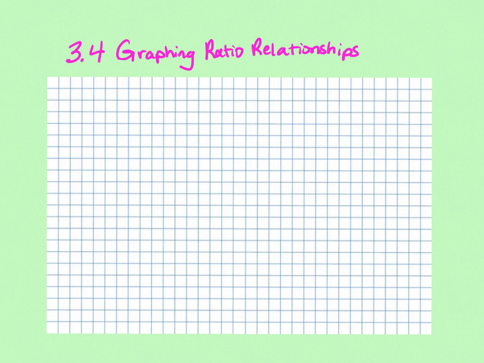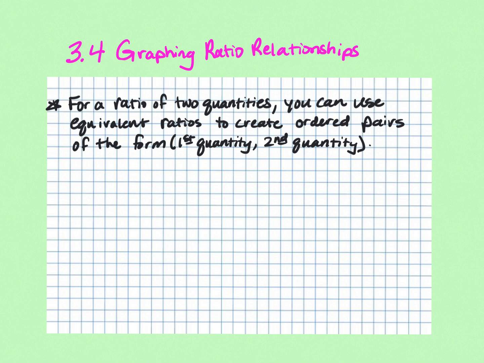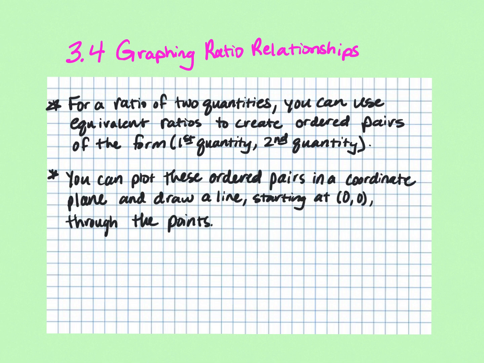So we're going to start off with a few notes. I've got the grid paper on there, the graph paper, so that it's ready to go. To start off, what you need to understand is that for a ratio of two quantities, you can use equivalent ratios to create ordered pairs of the form first quantity, second quantity. You can plot these ordered pairs in a coordinate plane and draw a line starting at 0, 0 through the points. I'm going to show you how that looks in just a moment with example 1.